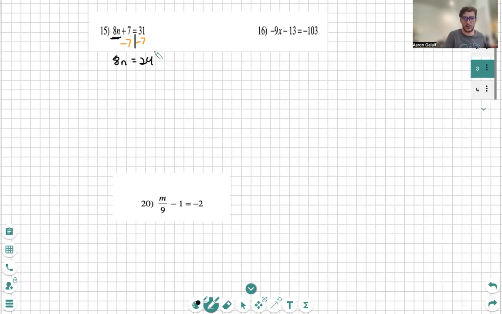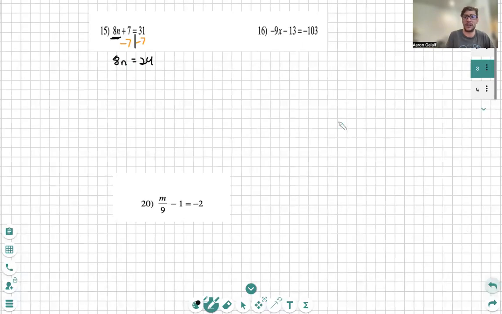What we need to do is get the 8 out of there. How do I get rid of the 8? What is happening between the 8 and the n? Are they multiplying, dividing, adding, or subtracting? Well, when they're connected like that, and we write 8n like that, we know it is multiplication. So the inverse or opposite of multiplication would be to divide.